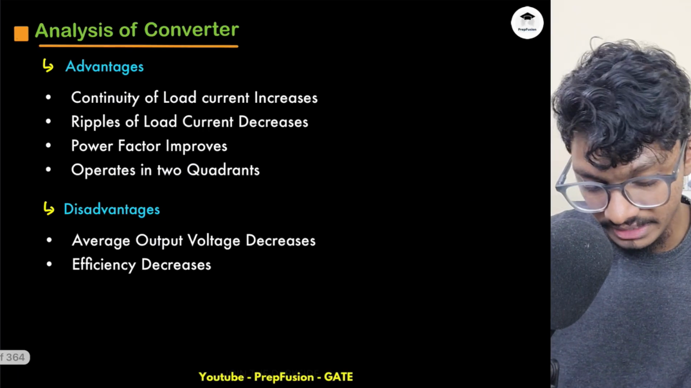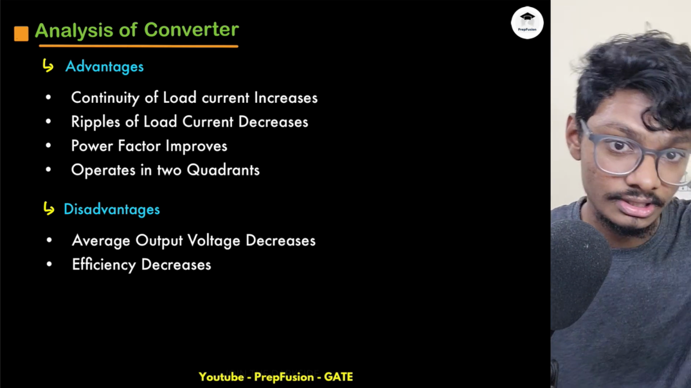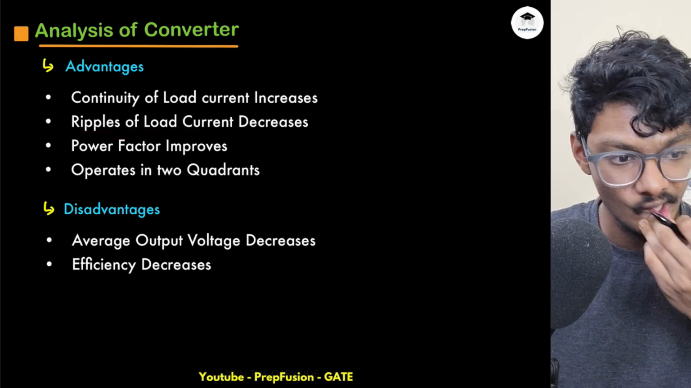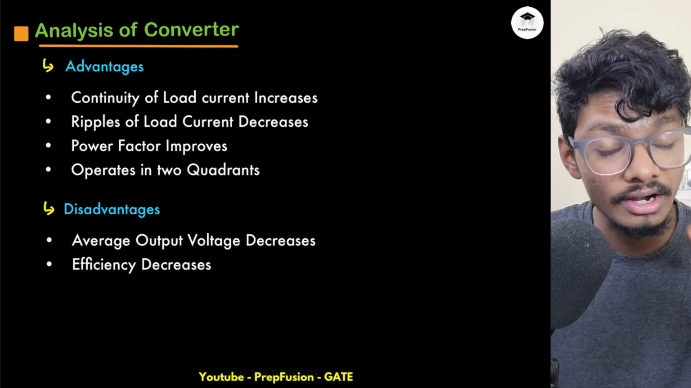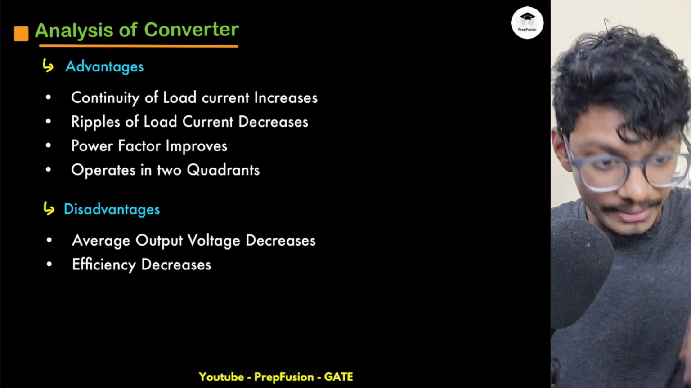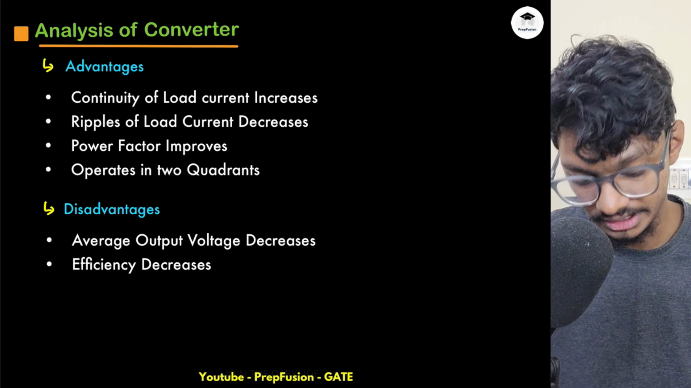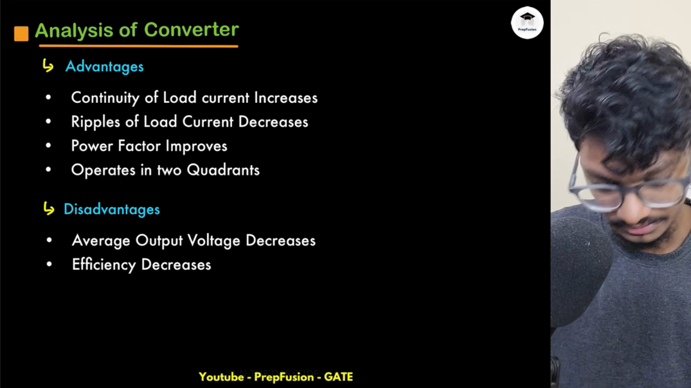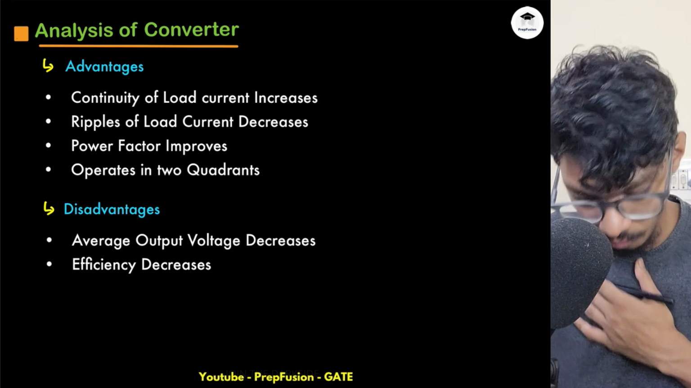So what are the advantages of inductive load? Continuity of load current increases, as I told you. Even though the supply voltage is negative, current is still flowing in the circuit. Ripples of the load current decrease, because the inductor controls the change in current. It doesn't want any change in current, so if there is a huge change in current, it changes its own voltage such that the change in current reduces. That's why the inductor is helpful. Power factor improves on the input side, and it operates in two quadrants, so we can operate in deliver or absorb mode as well.